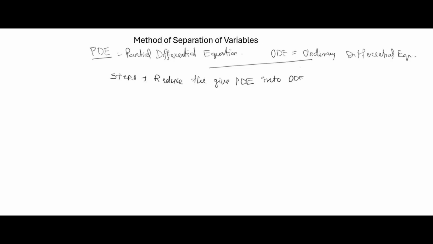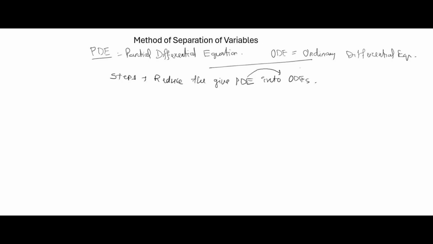ordinary differential equations. So the given partial differential equation involves a function, and that function is a function of two or more variables. Now what we have to do is reduce that partial differential equation into ordinary differential equations. The number of ordinary differential equations depends upon the number of variables involved in the partial differential equation.